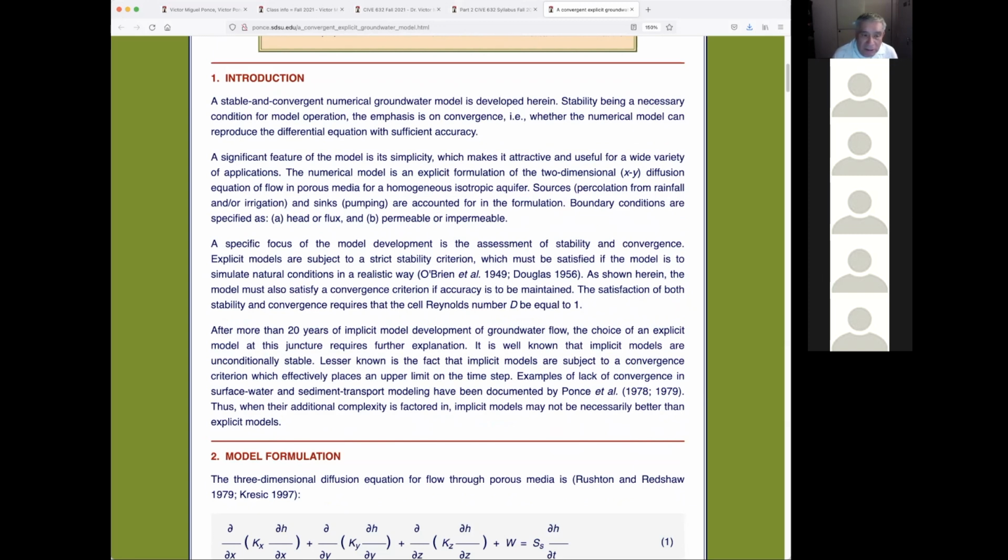Boundary conditions are specified as head or flux, and permeable or impermeable. Head meaning the elevation, and flux is the discharge through a cross section. Are the boundaries permeable or impermeable? That's something you have to locate in the field. And if you don't have a whole lot of data on the geology, well, you're stuck. You gotta make some assumptions. And we did some, by the way.